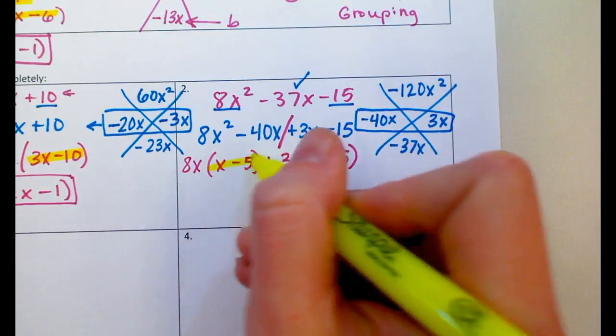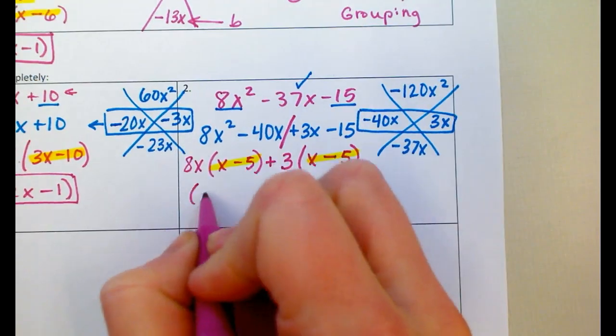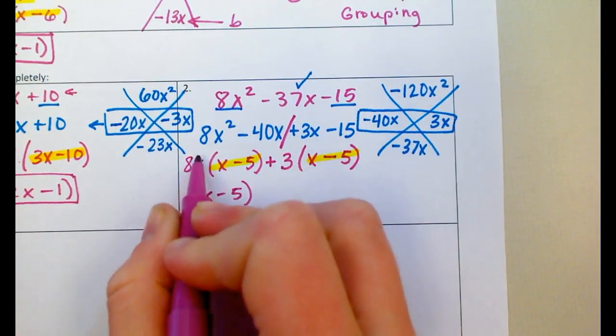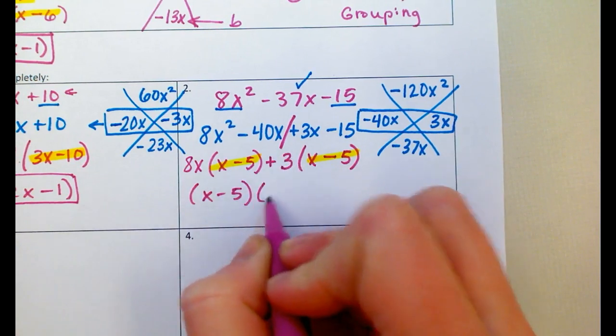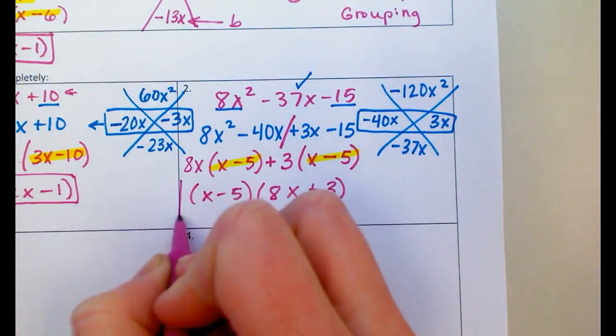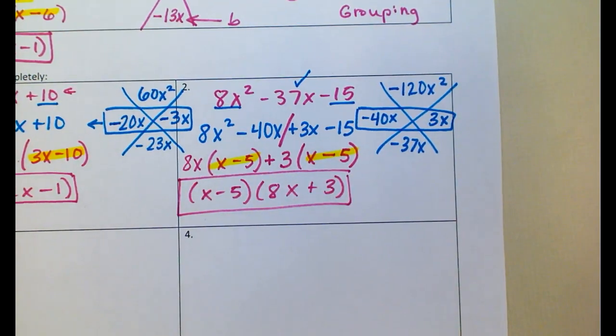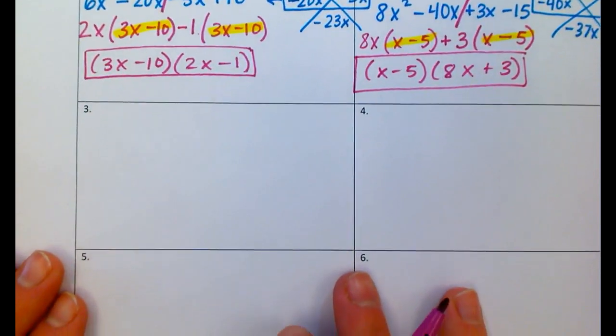So x minus 5 is my matching term. That's what I'm going to factor out first. And then 8x plus 3 was my factor that was left over. So my final answer is x minus 5 times 8x plus 3. All right, moving on to number 3.